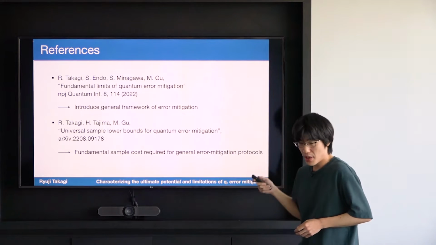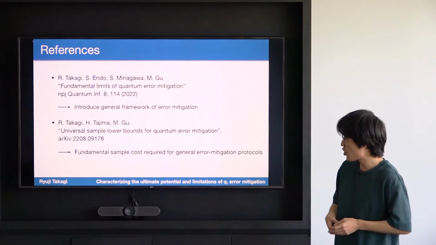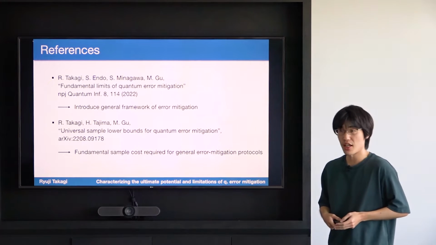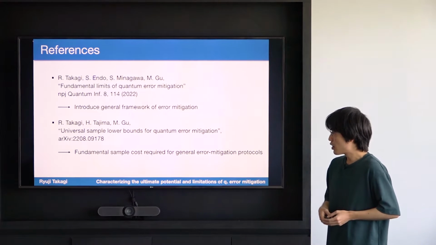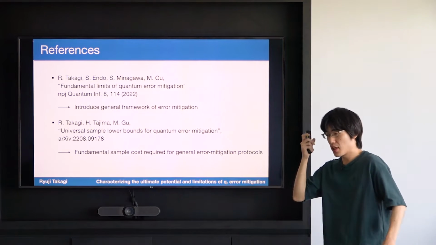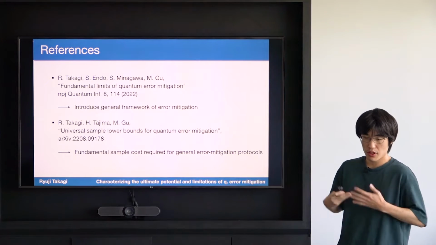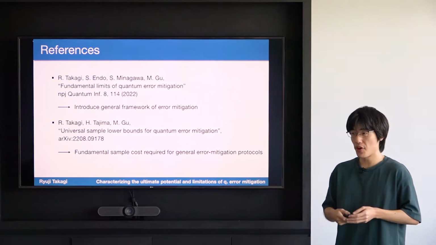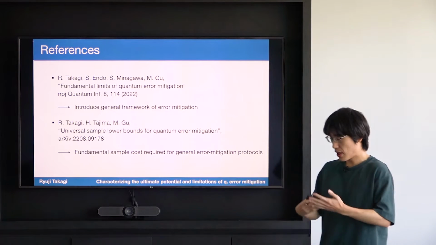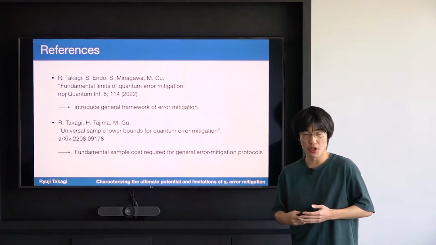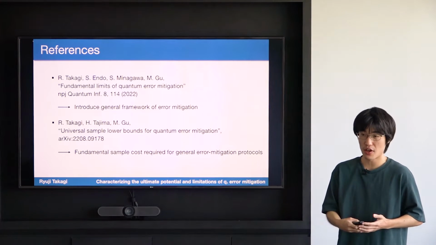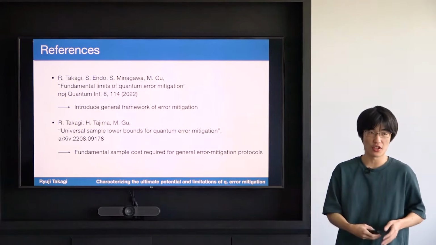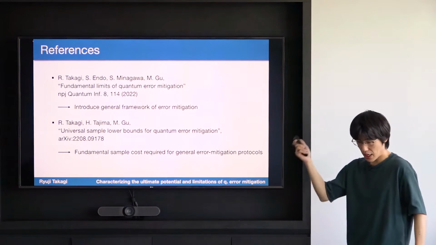The first one is about introducing the general framework of error mitigation and discussing the consequences that we can draw from that. The idea of the first paper is that if we want to give a systematic approach to error mitigation, we first need to get a general framework in which we can talk about the characterization of the classes of protocols. So this is about the first one.